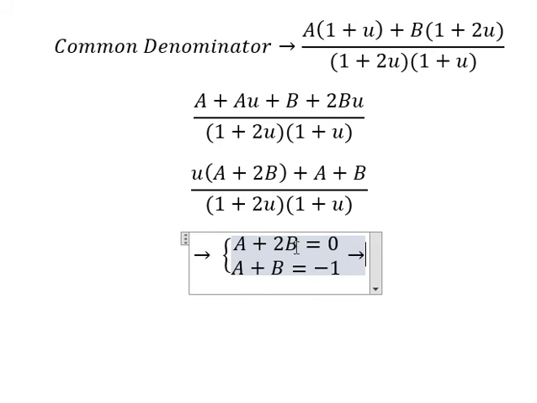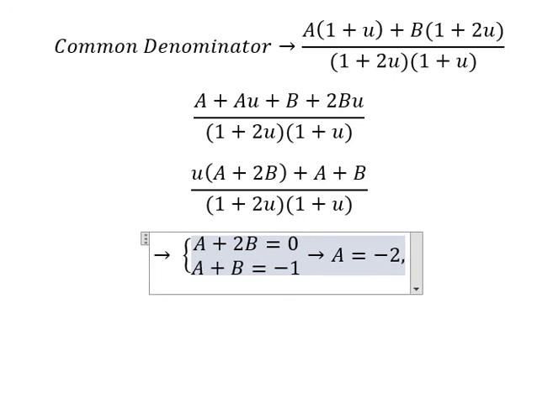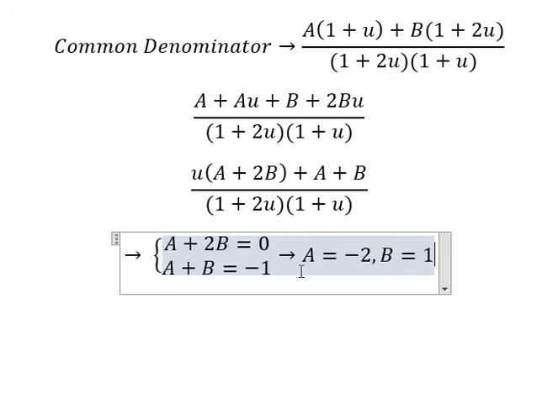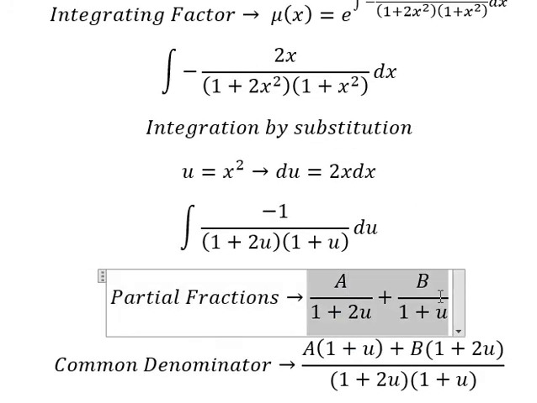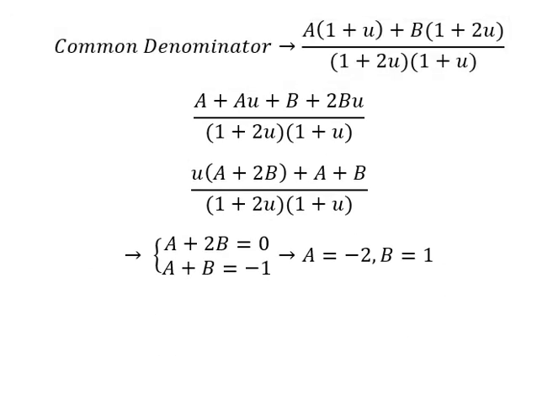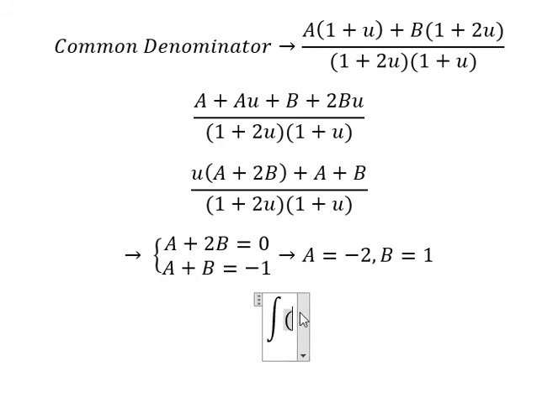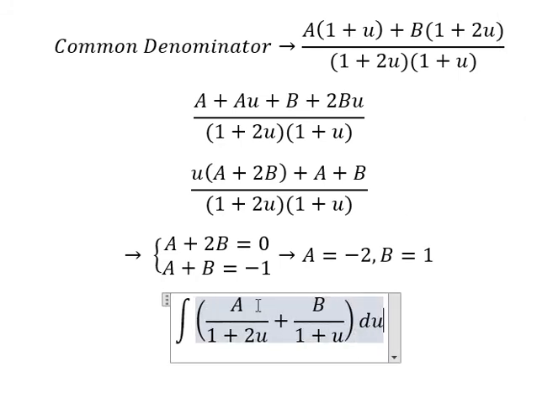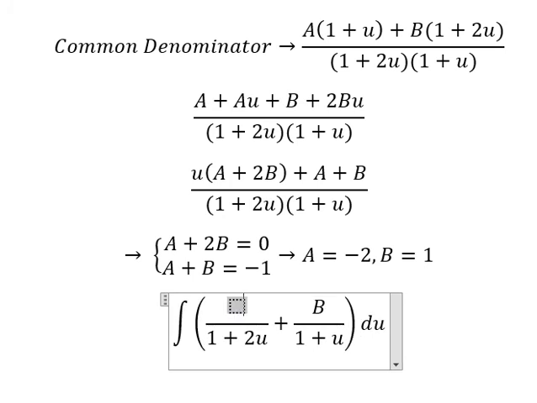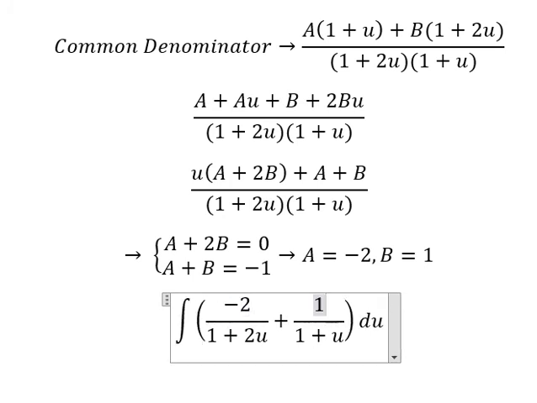And now we need to find the solutions of A and B. So A equals to negative number 2, B equals to positive number 1. So we put A and B in here. And now we have the final answer, the integration of this one.